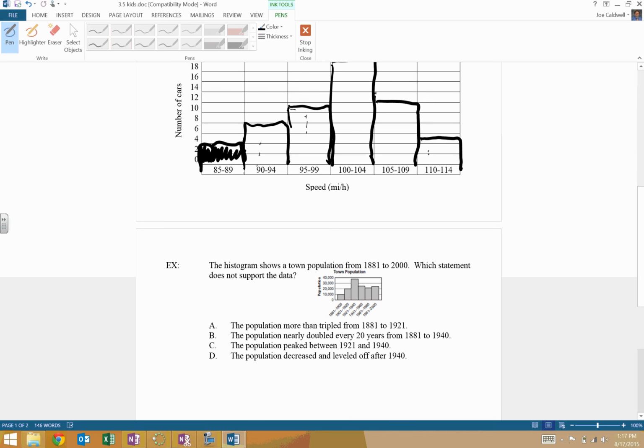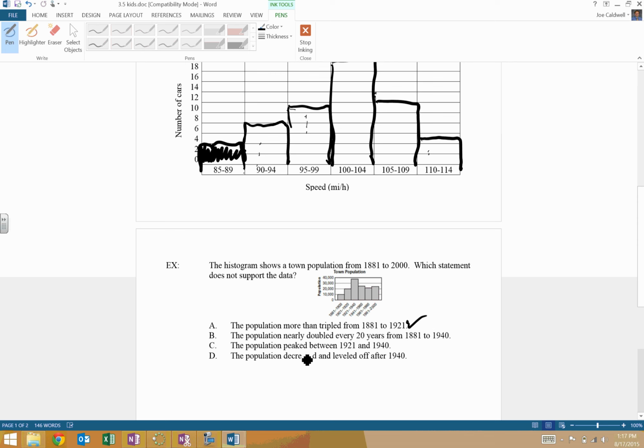Let's look at one way to analyze a histogram. So this histogram shows a town population from 1881 to 2000. Which statement does not support the data? So A, the population more than tripled from 1881 to 1921. So more than tripled. We want to look at 1881, which was around 10,000. 1921, that interval was over 30,000. So that statement is true.